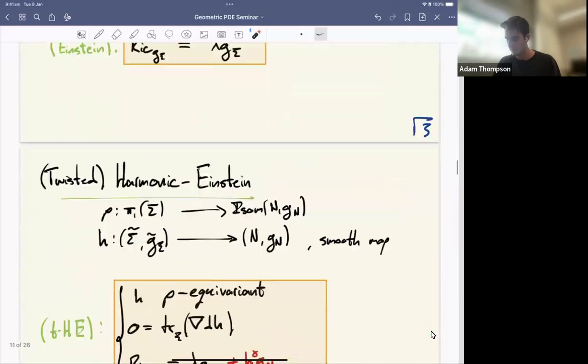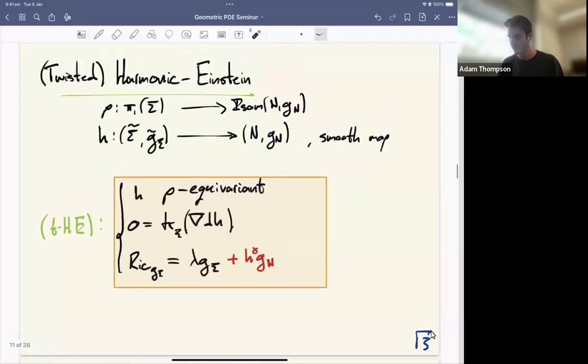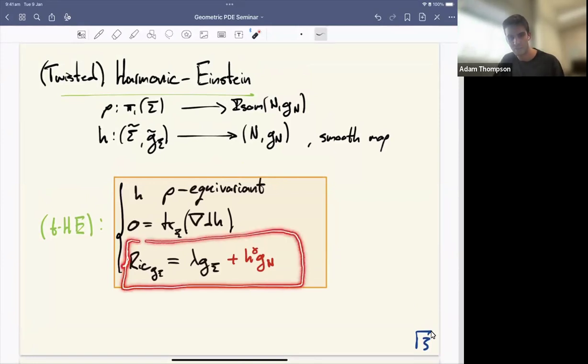And the way we do that is I add essentially the only thing I can to the right-hand side of my Einstein equation.